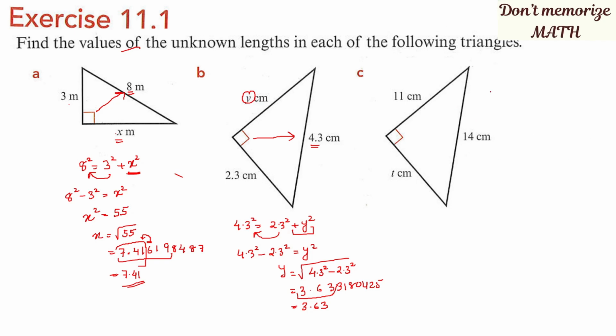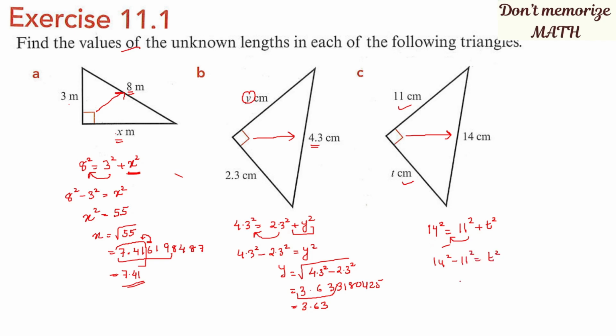Next question, we are using Pythagoras theorem. Opposite of 90 degree is hypotenuse. So take hypotenuse square equal to base square plus height square. Okay, so 11 square plus t square. Keep the t here, move 11 square. When you move 11 square, it will become minus 11 square. So 14 square minus 11 square is equal to t square.